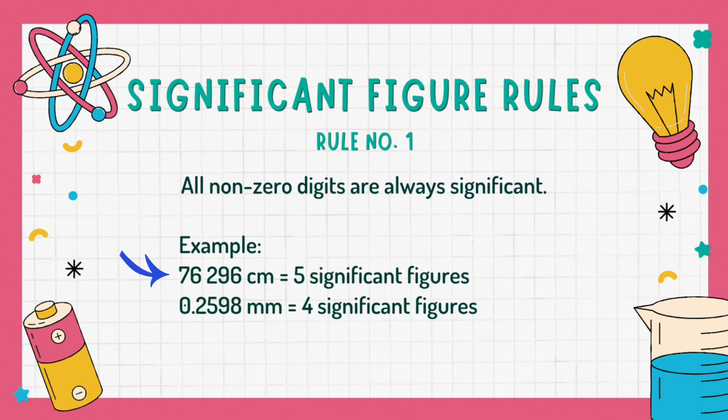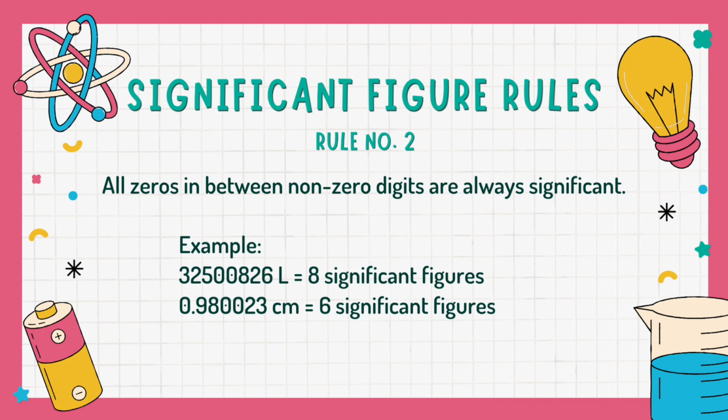For example 1, there are 5 significant figures because it is all non-zero digits. For example number 2, there are only 4 significant figures because the first digit is 0. As the rules state, all non-zero digits are the only significant numbers.